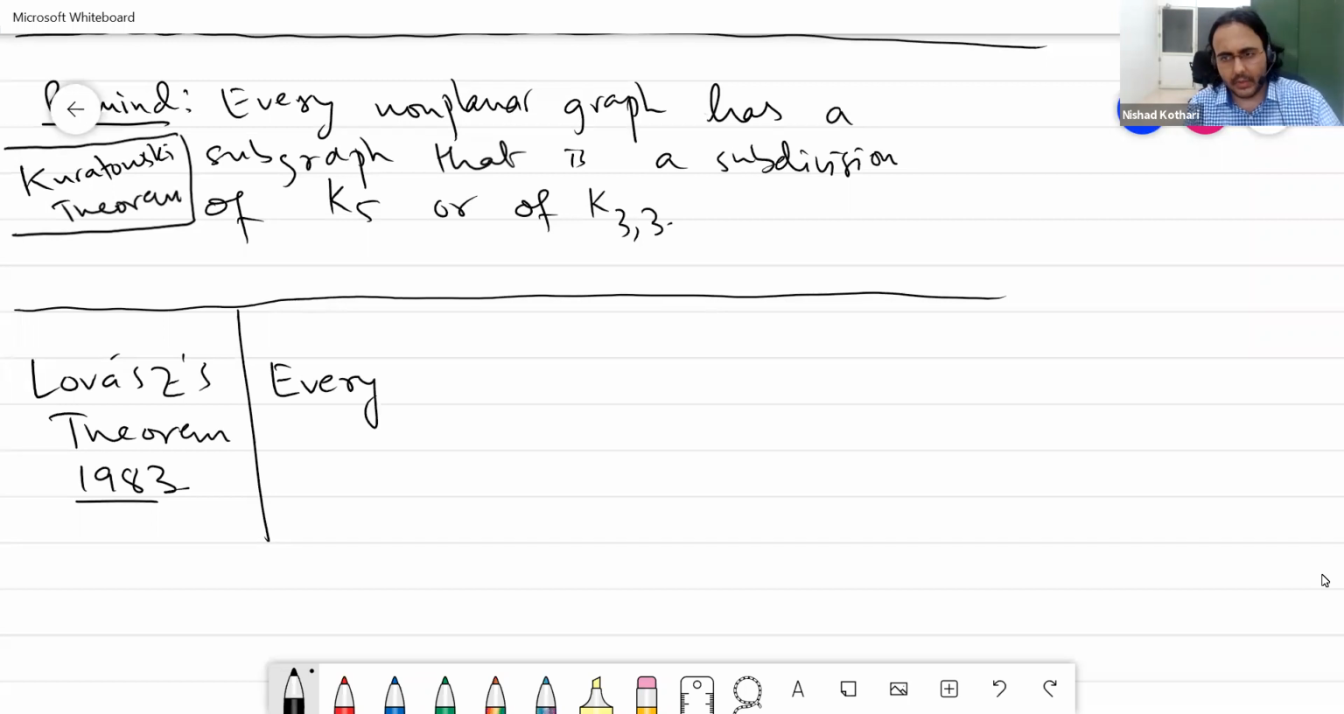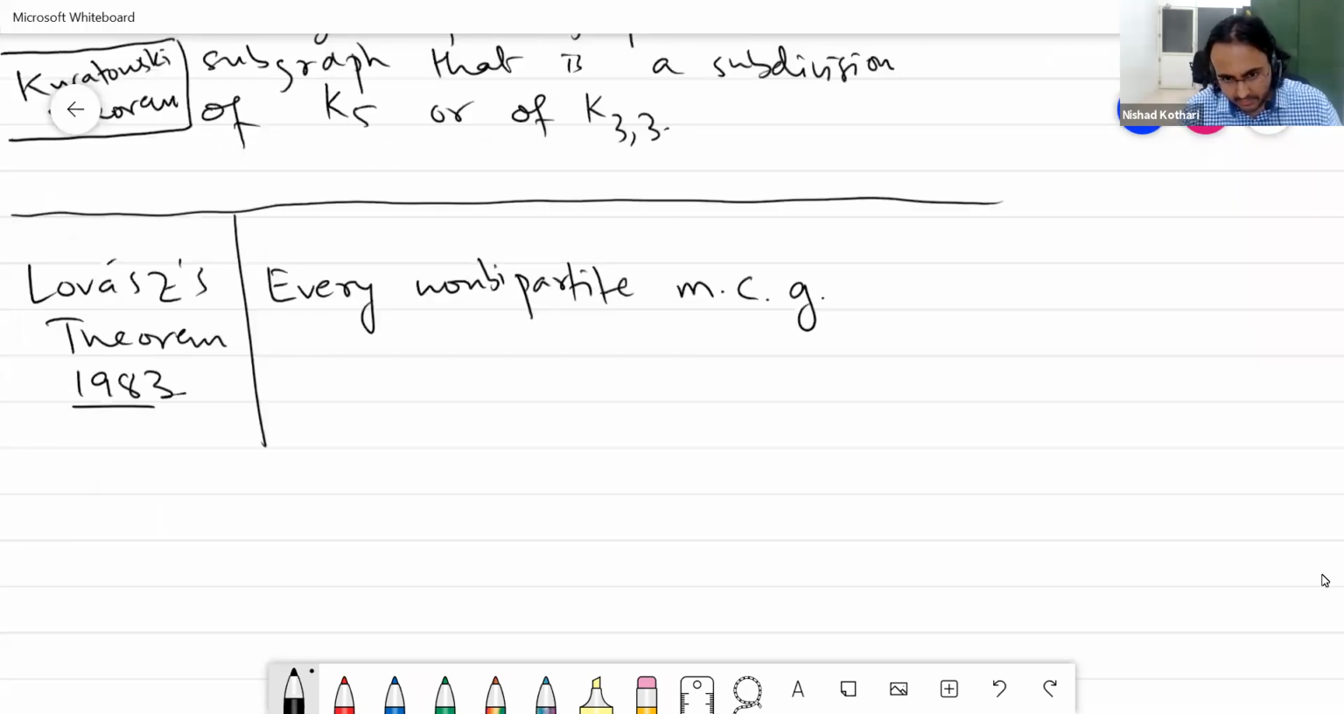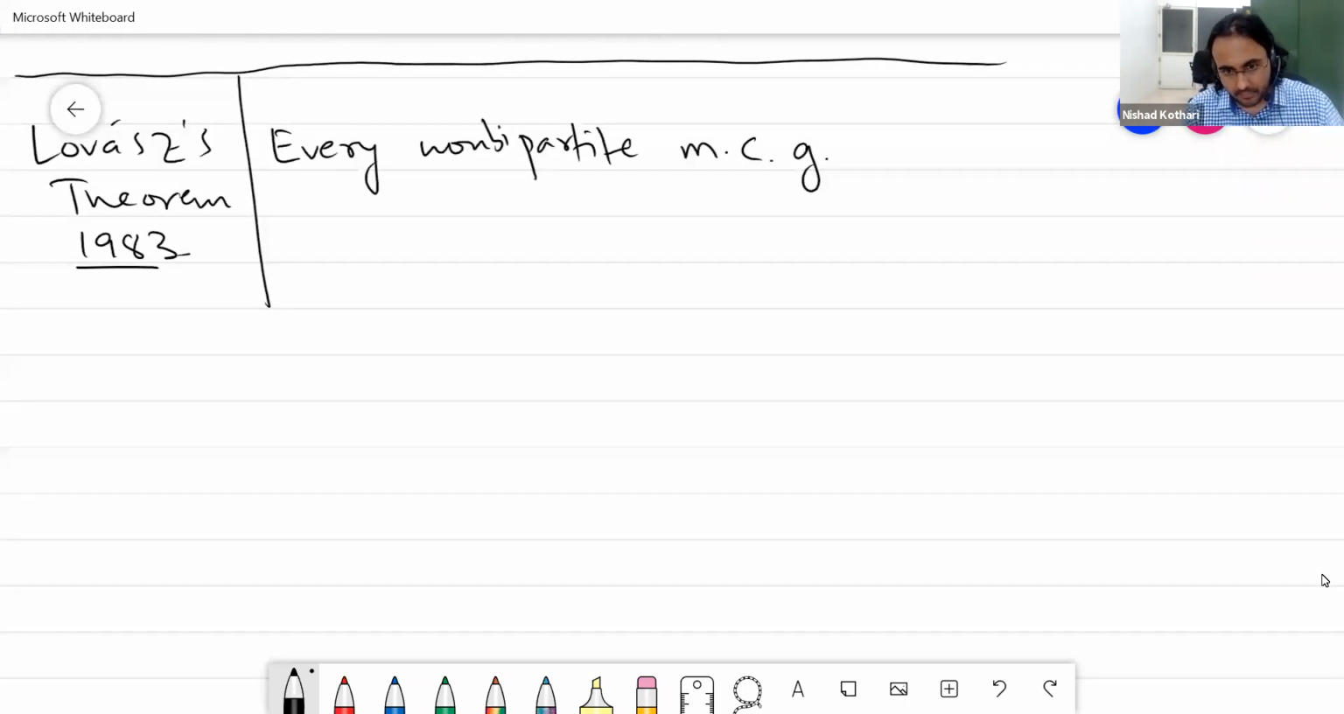Is everybody clear with bipartite versus non-bipartite? Do I need to define what is a non-bipartite graph or a bipartite graph? Okay, should I define it? Tanya, should I define non-bipartite? Okay, okay, I will define it.